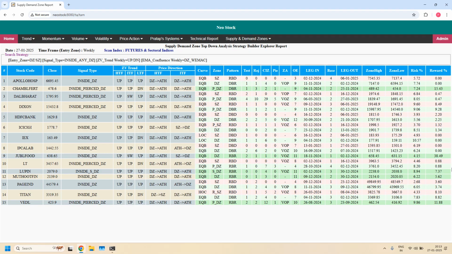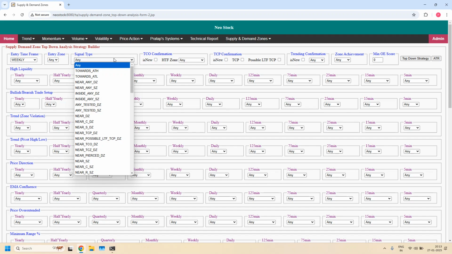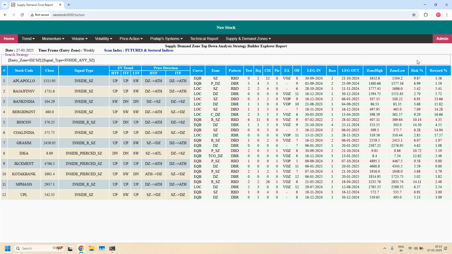Okay, this is about price closed inside the weekly demand zone and having weekly EMA Confluence. Next, for weekly time frame, price closed inside the weekly supply zone. We got 12 stocks.